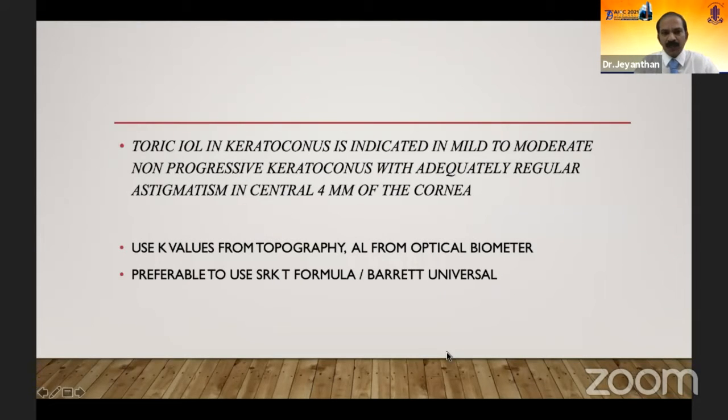When it comes to toric IOL and keratoconus, the toric IOL is indicated in mild to moderate non-progressive keratoconus with adequately regular astigmatism in the central 4 mm of the cornea. It is okay to do a toric IOL in a severe keratoconus with a slight irregularity, but you cannot assure the results for the patient. But the patient can be less dependent on glasses postoperatively, and care should be taken to select the right IOL. So use a K value from the topography, axial length from the optical biometer, and preferably use the SRK/T or the Barrett Universal formula, as highlighted by Ramesh Dorairajan sir.